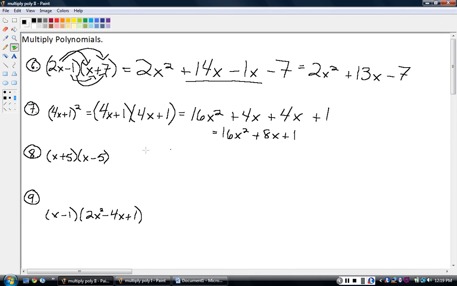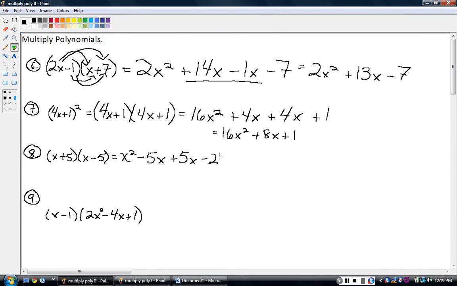Okay, next example. FOIL. Same thing. You might recognize something going on here, but let's just FOIL, see what happens. X squared. Outside, negative 5x. Inside, positive 5x. 5 times x, positive 5x. Last, negative 25. That's the 5 times negative 5.